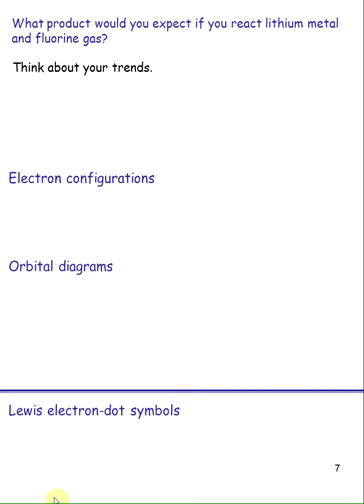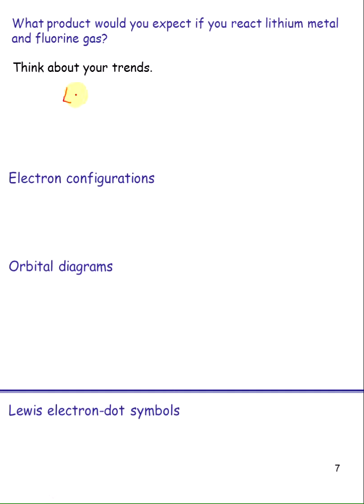So using what we know about the electron configuration of an atom, we know that things want to fill their valence shell, so they want to have 8 electrons around them. This is where we get the octet rule. Let's think about what would happen if we react lithium metal with fluorine gas. So we want to think about our trend.